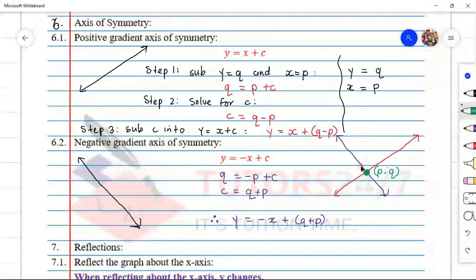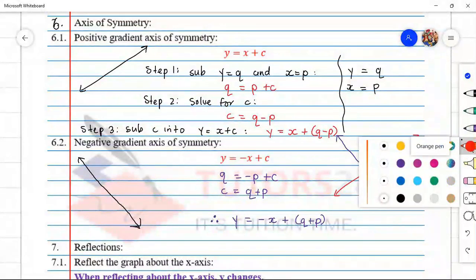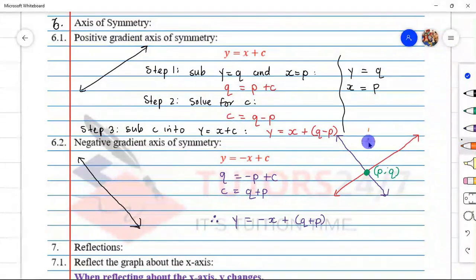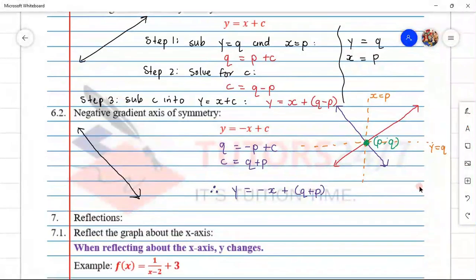Something else that's important to take note of is that our asymptotes also intersect at this point. For example, let's use orange to denote our asymptotes. So our vertical asymptote and our horizontal asymptote. So we'd have x equals p and y equals our q value. So as you can see, our asymptotes are quite important. Now let's move on.